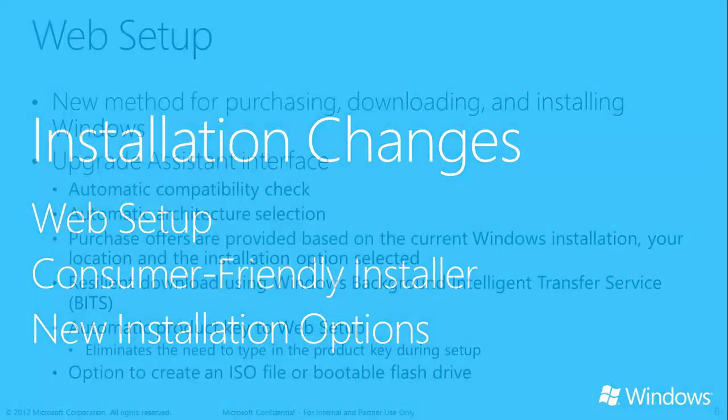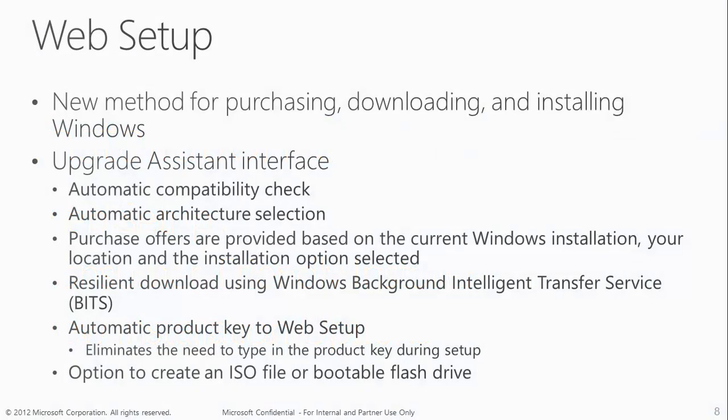Okay, so the first of those that we're going to be talking through is web setup. Web setup is also known as electronic software distribution. It's this new method for purchasing, downloading, and installing Windows. In earlier Windows releases, when you downloaded a Windows installation source, it arrived as an ISO disk image file that had to be burned to a disk before you could use it to install Windows.